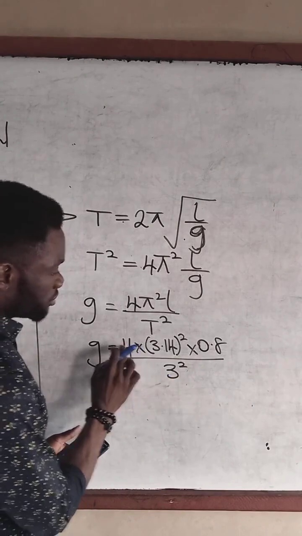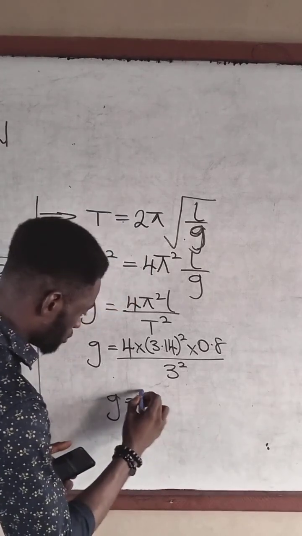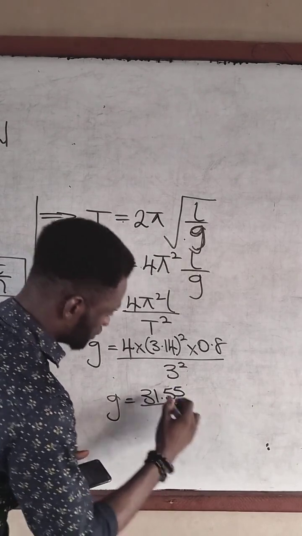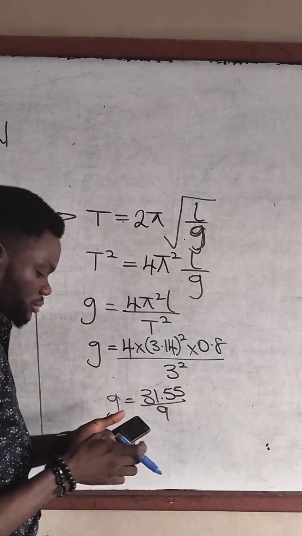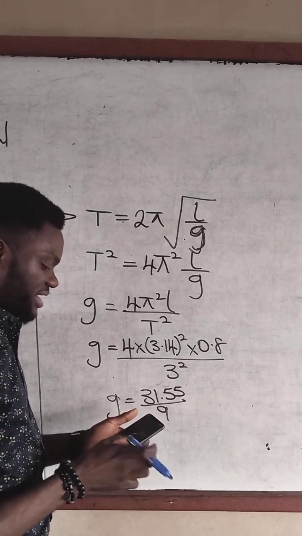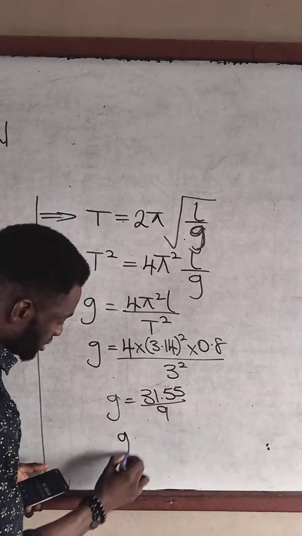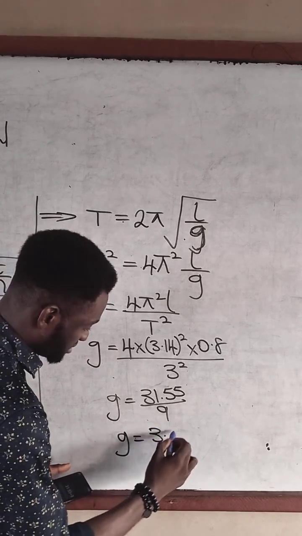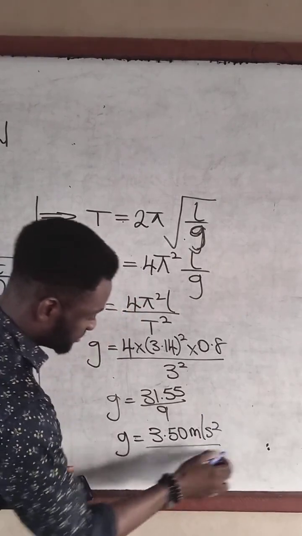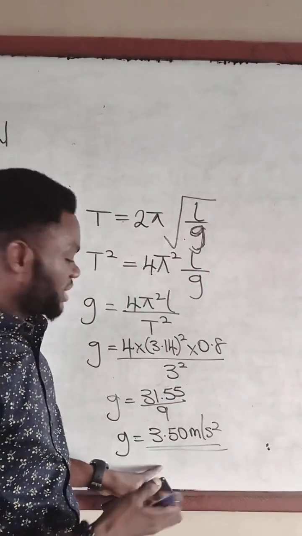So I'm just going to do the calculation for the ones on top first. That will give us 31.55. 3 squared is 9, so I'm going to divide this value by 9. 31.55 divided by 9, G will equal 3.50 meters per second squared. This will give us the acceleration due to gravity on that particular planet.